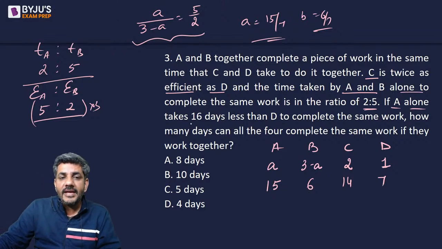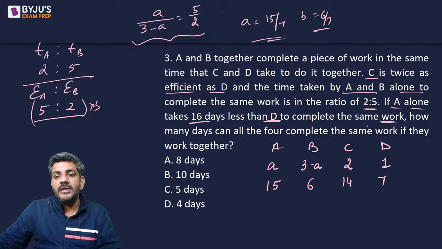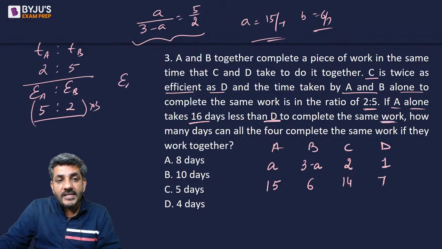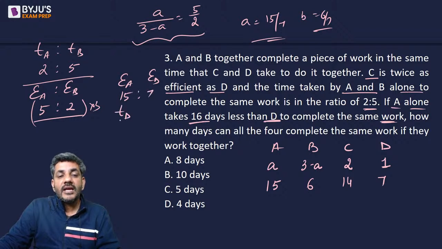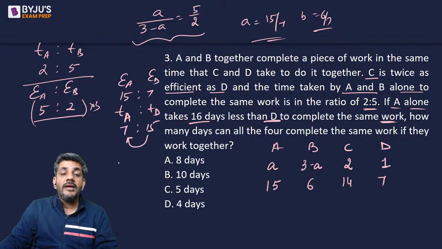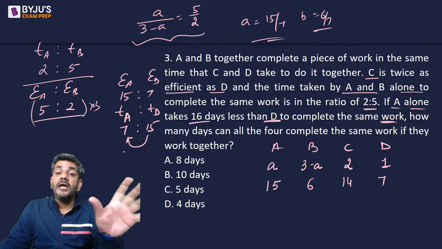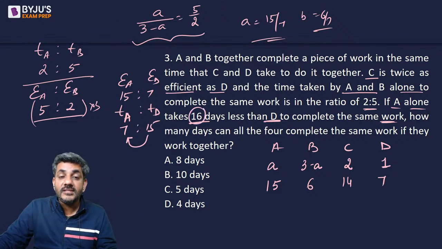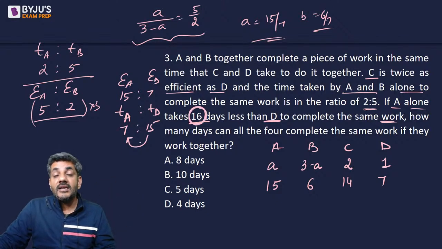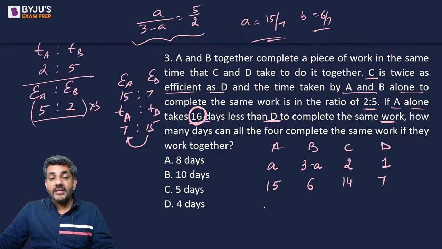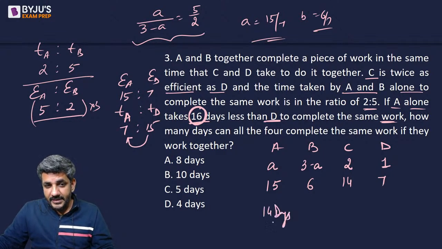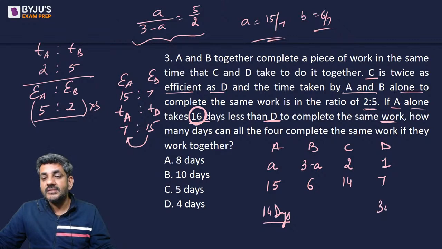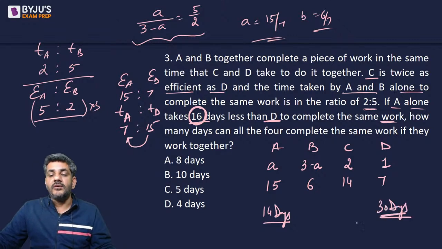If A alone takes 16 days less than D to complete the same work, now efficiency of A and efficiency of D are in a ratio of 15:7. So can I say the time of A and time of D would be in a ratio of 7:15? मतलब A जो time ले रहा है वो D से 8 कम है if they are 7 and 15, but question says 16 days कम लेगा. 8 का double होता है 16. That means A takes 14 days to complete the work and D takes 30 days to complete the work.